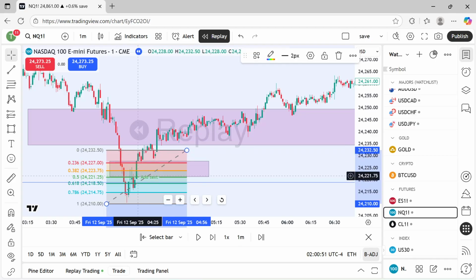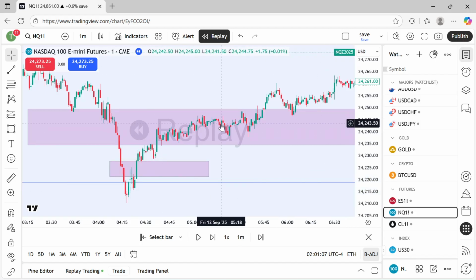You could enter off like a discount. Like you put a limit right there to discount. Risk that low where you had the displacement leg and target that high. And then just take like a simple 1-to-1 on it. You'll miss some deals doing it like that, but you'll still get plenty of setups. That's another option. All right.